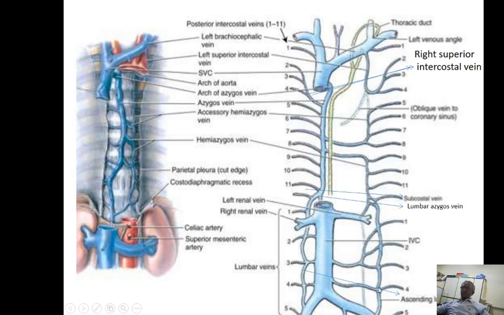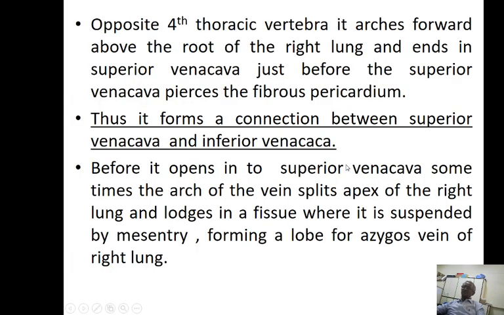Whereas the hemiazygos vein coming from lower down is formed by the ascending lumbar vein and then the subcostal vein joining the hemiazygos vein. The hemiazygos vein also collects the blood from the 9th, 10th, and 11th intercostal spaces. Then at the level of the 8th thoracic vertebra, it is joining horizontally with the azygos vein. Opposite the 4th thoracic vertebra, it arches forward above the root of the right lung and ends in the superior vena cava just before the superior vena cava pierces the fibrous pericardium.